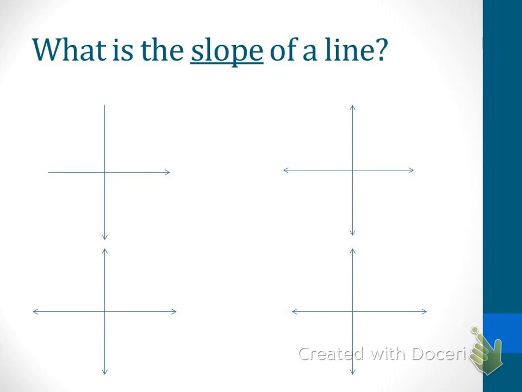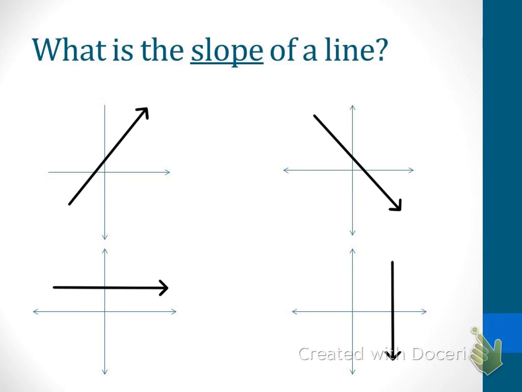In your first graph, I want you to draw a line that from left to right is going up. We always read the slope of a line from left to right. So from left to right, it's trending upwards. On your second one, draw a line that from left to right is trending downwards. On your third graph, draw one that's straight across. And on your last one, draw one that's straight up and down.